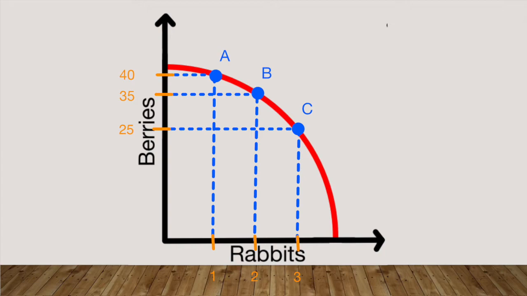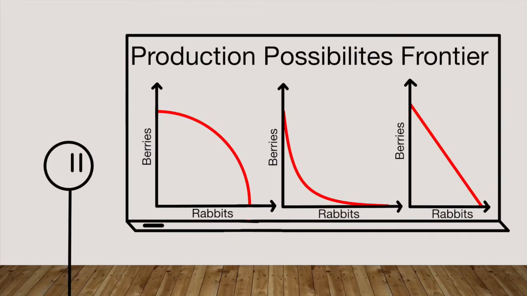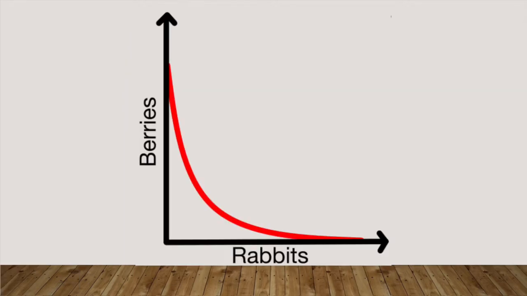Maybe the day after that, I go for the most skilled rabbit, so I have little time to get berries. I get 5 berries. So the opportunity cost increased even more. That's what we call increasing opportunity cost, and this is how it is shown on the PPF curve. Each rabbit got progressively harder to catch, and we had to give up more and more berries every time. I hope you understood, because if you can understand increasing opportunity cost, then it becomes easier to understand the other two.